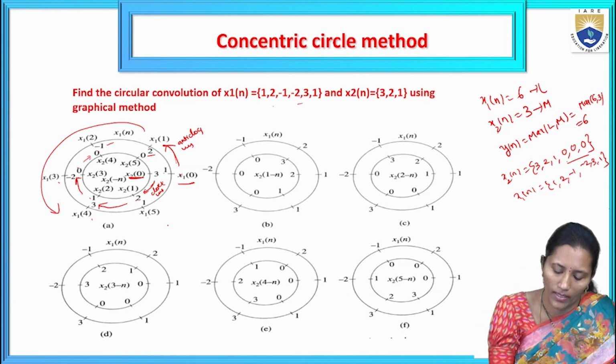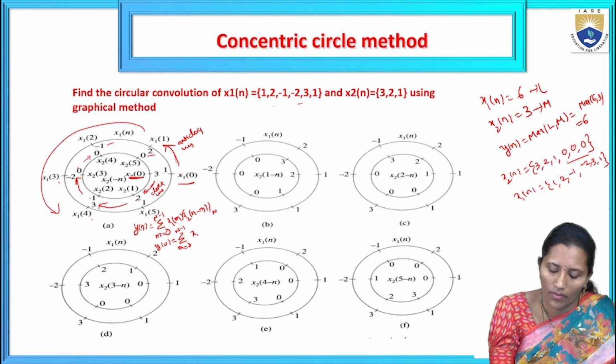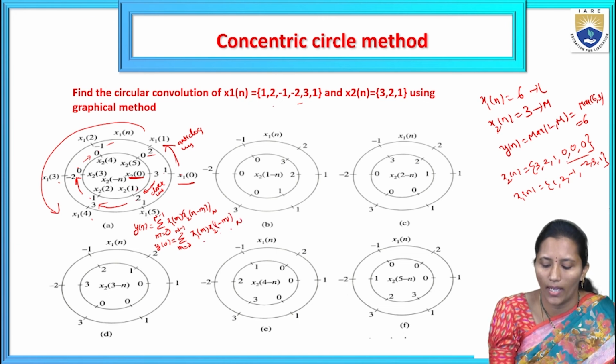See, the formula for this is y of n equals the sum over m equals 0 to N minus 1 of x1 of m times x2 of (n minus m) modulo N. So for y of 0, we get the sum over m equals 0 to N minus 1 of x1 of m into x2 of (minus m) modulo N. So the corresponding values will be multiplied here.